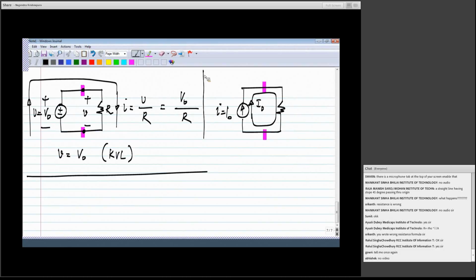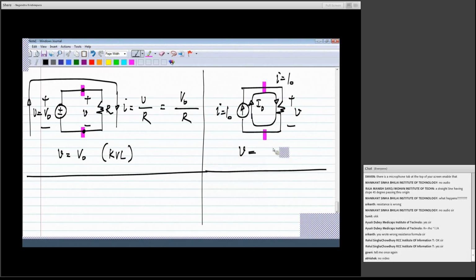Okay. And in this case, the voltage across the resistor, it has to be measured like this because the current is flowing downwards through the resistor, and that will be equal to I times R, which is I0 times R.